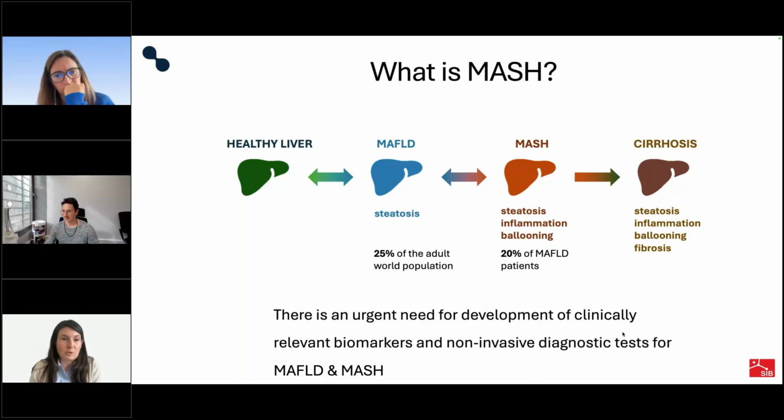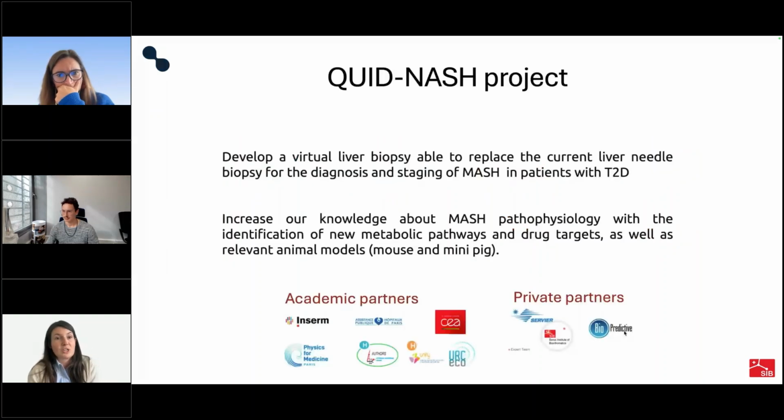The prevalence is quite high in the population, and the problem is that there are still few clinically relevant biomarkers. The aim of the QuidNASH research project consortium is to move from a liver biopsy that is invasive to a virtual one, and also to increase our knowledge about the MASH pathophysiology.